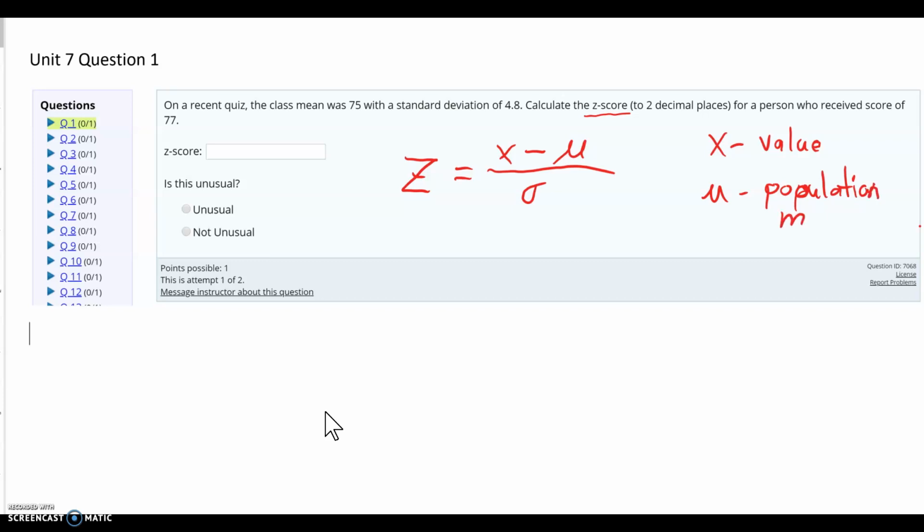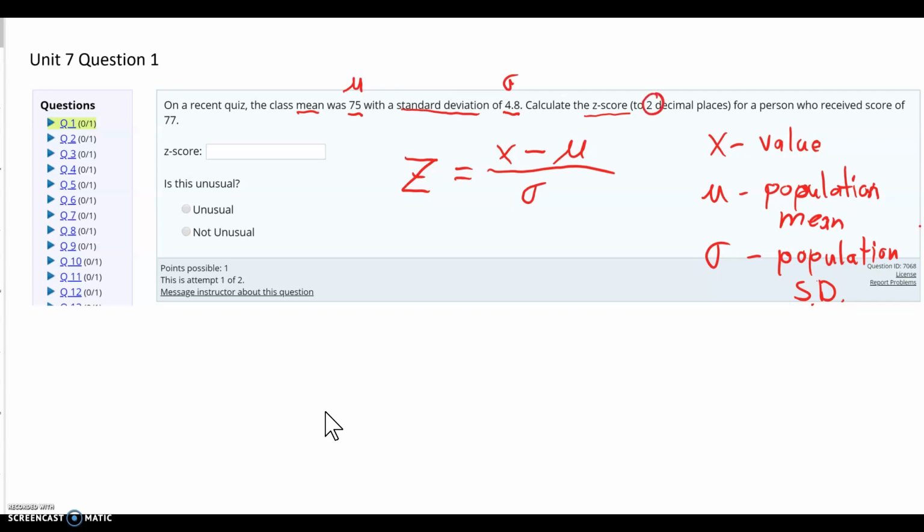mean. And sigma is the population standard deviation. All right, so let's try to identify these values from the question above. It says the class mean was 75. That's my mu. With a standard deviation of 4.8. That's my sigma.